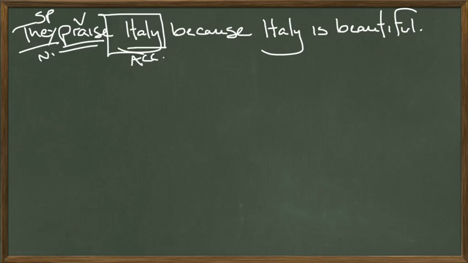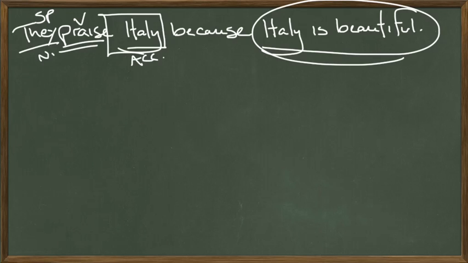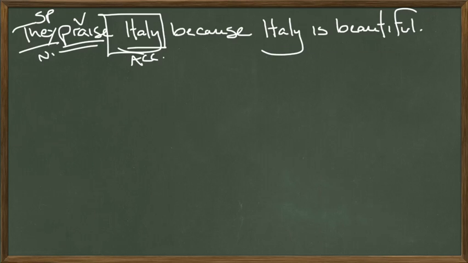But now we have this: why they praise Italy. Since this is answering the question why, this is an adverbial clause. And it's introduced by something called a subordinate conjunction. Because is a subordinate conjunction. And then we have this clause over here, which has its own subject and its own verb. Subject of the clause, Italy. Subject of the clause, nominative case.